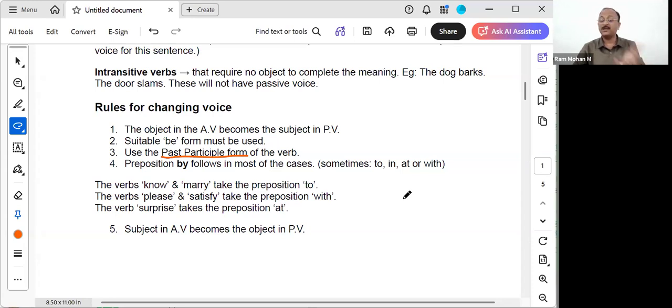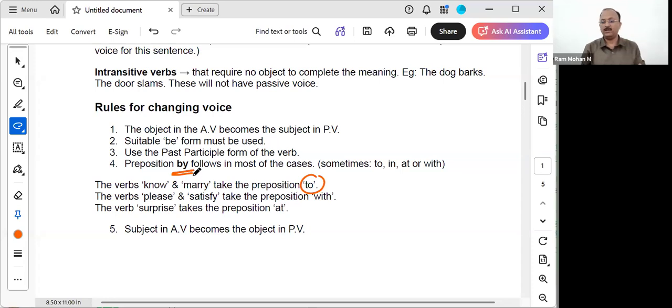Drink, drank, drunk. Beat, beat, beaten. Correct? No? Beaten is the third form of the verb, and then it will be followed by the preposition "by" in most of the cases. Only in some cases we'll be using other prepositions.